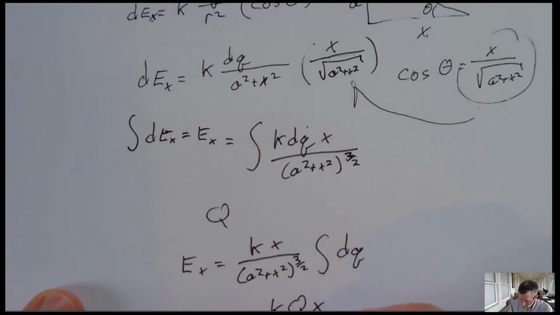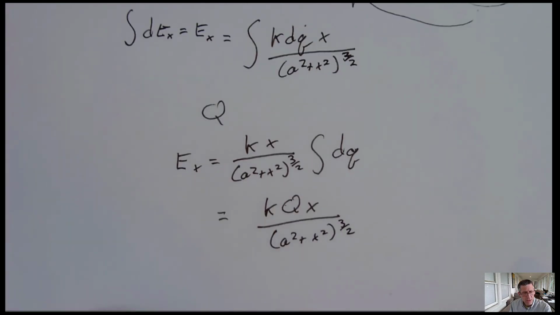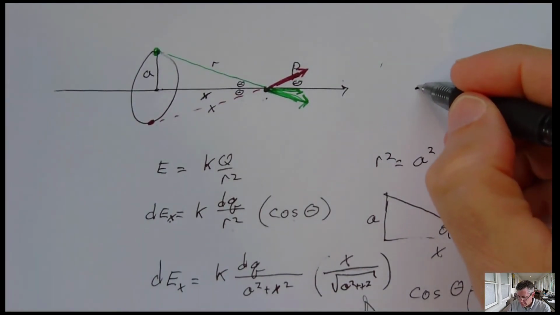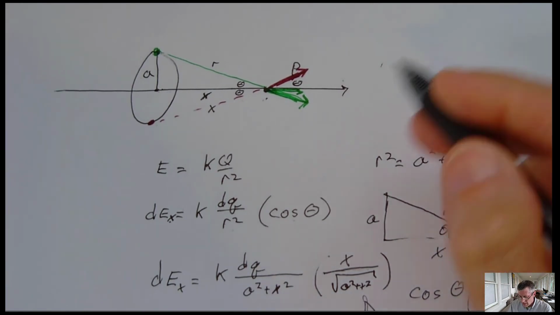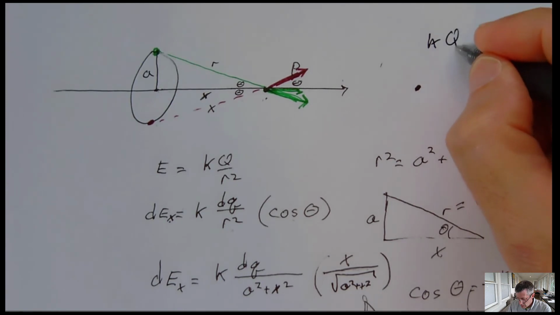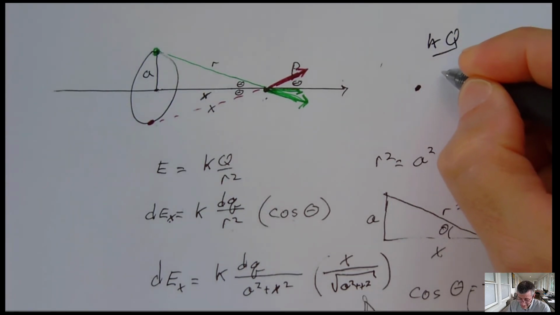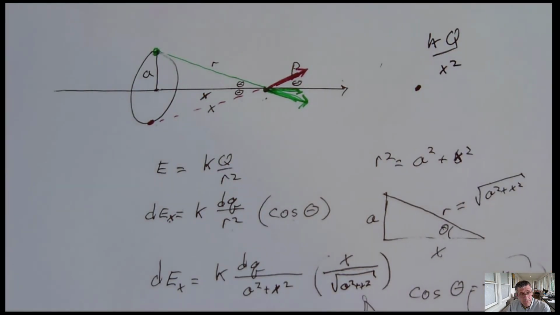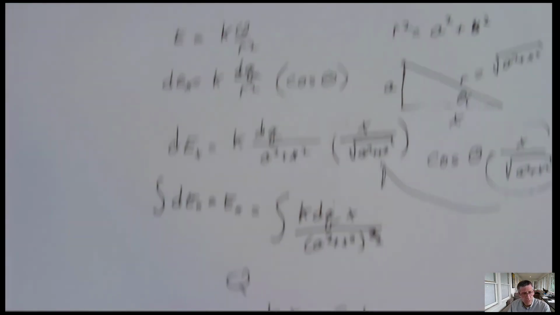times x over a squared plus x squared to the 3/2. Seems a little weird, but let's think about the boundary conditions. Think about the extremes. What happens when I get really far out? Really far out, this is going to act like a point charge. So I should end up with kq over r squared, which in this case would be x squared. So when I get really far away, I should end up with kq over x squared. Let's see what happens with that.